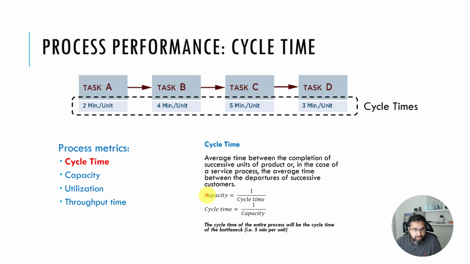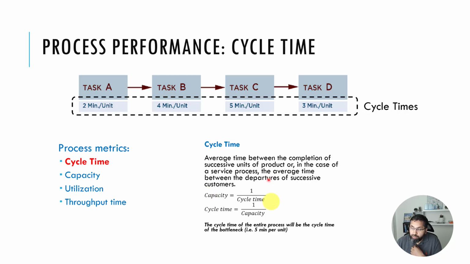So 1 hour is 60 minutes, so multiplied by 60, 0.2 times 60 will be 12 units per hour. And if you want to do per day, and a day has 8 working hours, you'll do 12 times 8. That'll be units per day. If you do it per week, it'll be 12 times 8 units per day times 5 working days a week. That'll be units per week.